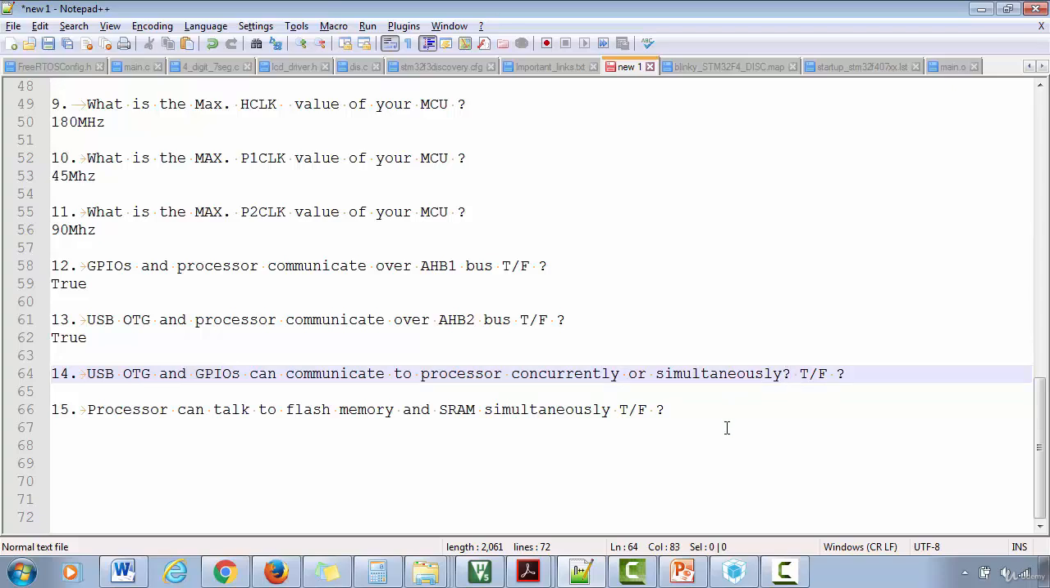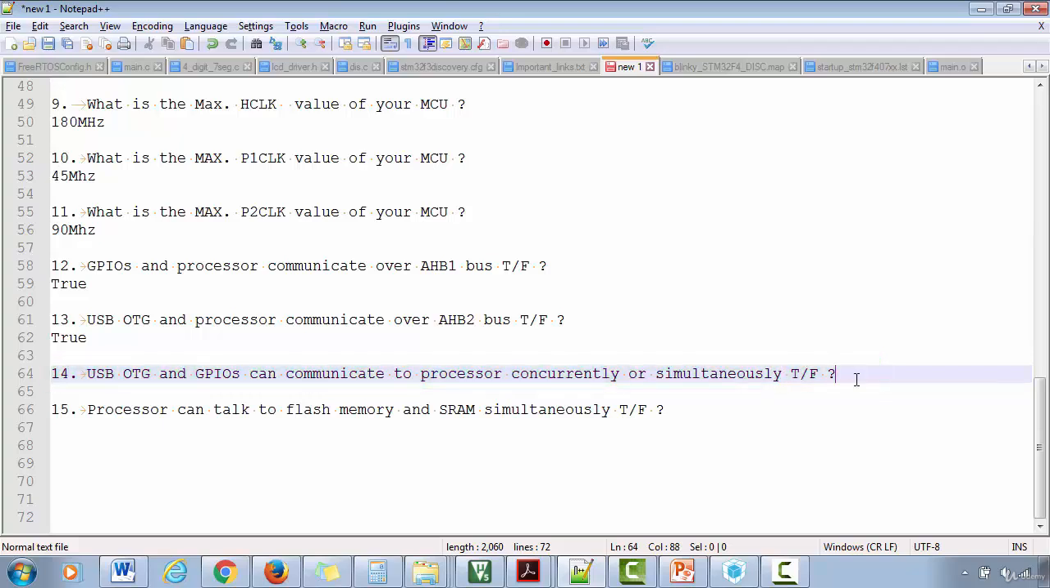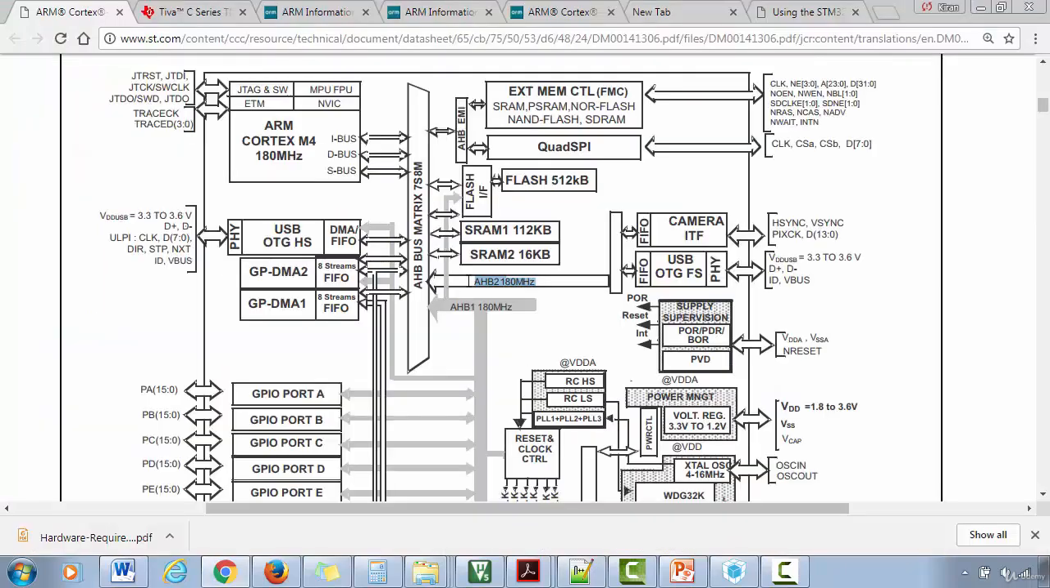Now next question: USB OTG and GPIOs can communicate to the processor concurrently or simultaneously. Is it true or false? Very interesting question. My answer would be false, because it has to be serialized. Even though they are connected to different AHB buses, the moment they want to talk to the system bus, the bus matrix will serialize the access. It's not possible to communicate simultaneously.